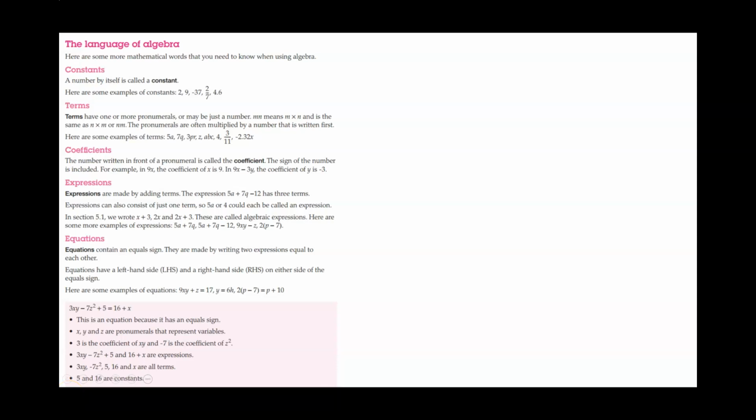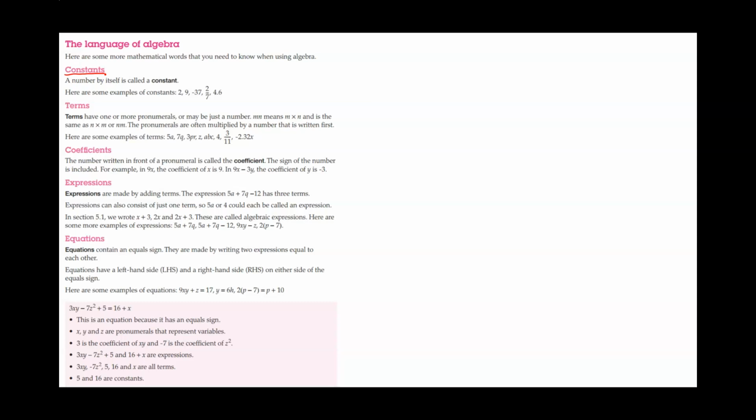Hello everyone. In the previous video, we started to get familiar with some of the language in algebra. Here is the part of the textbook which I've copied and pasted, and we'll quickly go through it again. It's important you know the language because we're going to be dealing with algebra all the way to your Year 12. Okay. A constant. Constant means a number.